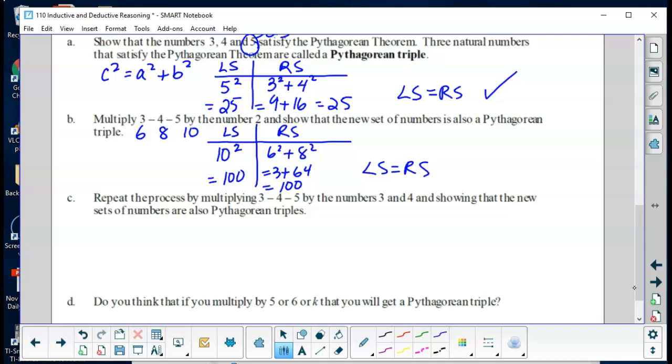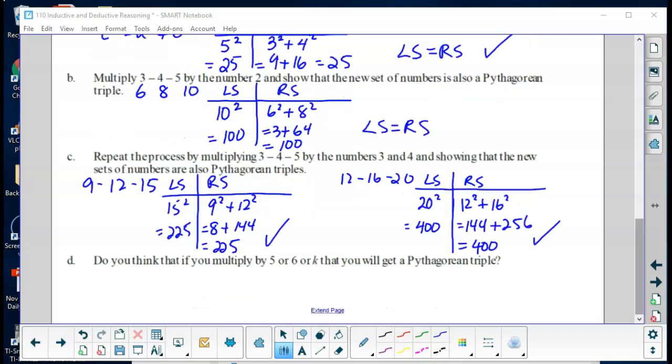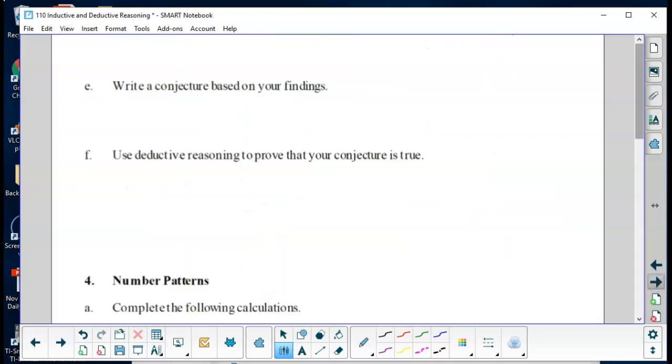So pause the video and do that. Okay, so check your answers: 9, 12, and 15, and 12, 16, and 20. And then the next one says, do you think that if you multiply by 5 or 6 or k that you will get a Pythagorean triple? So based on all of these examples, I do think I would. And then it says write a conjecture based on your findings.